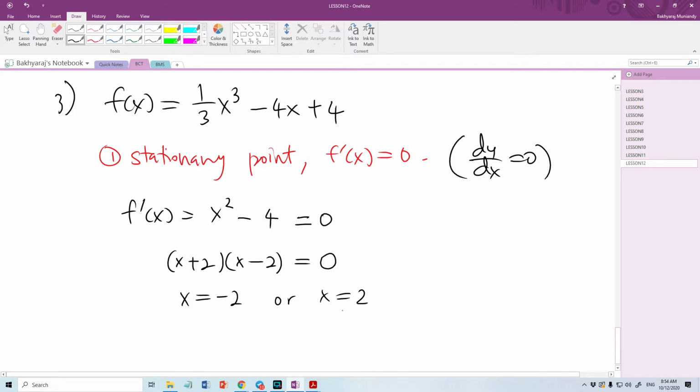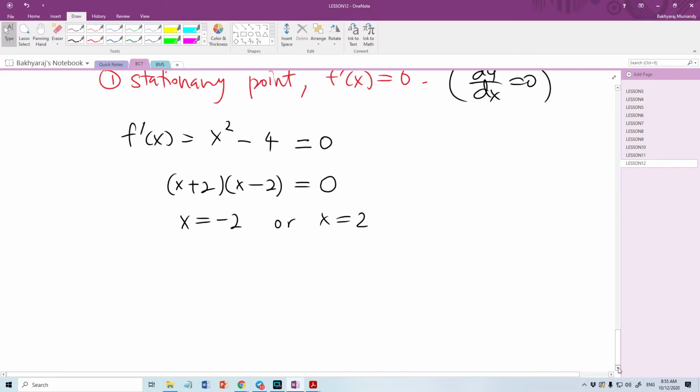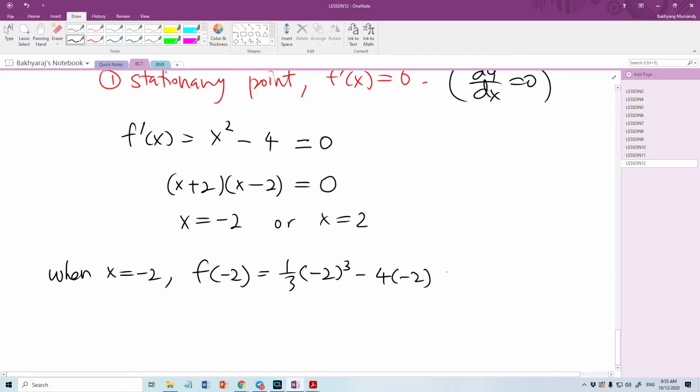Once you get the roots, then we need to get the y value. So we have two coordinates, one with x equals to -2, another one with x equals to 2. So get the coordinate of x and find the y value. When x equals to -2, f(-2) will be equals to 1/3 times (-2) power of 3 minus 4 times (-2) plus 4.